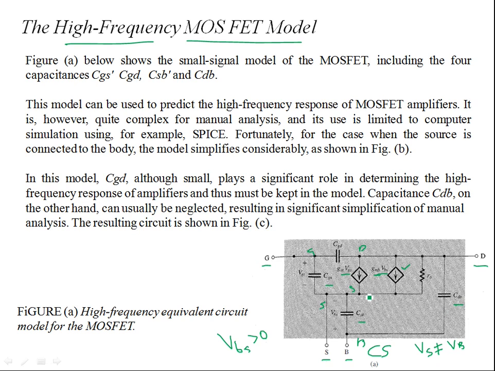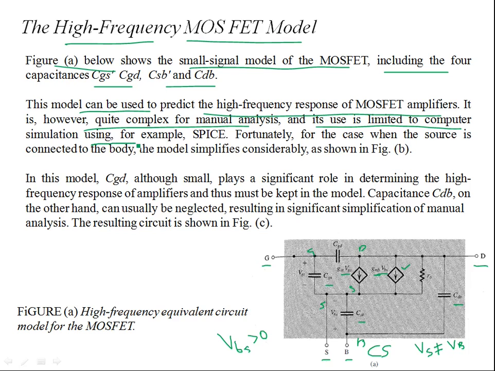It's not that straightforward. This figure below is the small signal model of the MOSFET, which includes the 4 capacitances, CGS, CGD, CSB, and CDB. This model can be used to predict the high frequency response of MOSFET amplifiers. It is, however, quite complex for manual analysis, so its use is limited to computer simulations, for example SPICE, using PSPICE or LTSPICE and running the transient analysis. But for hand analysis, it's not straightforward to relate the input and output voltages by a simple transfer function.